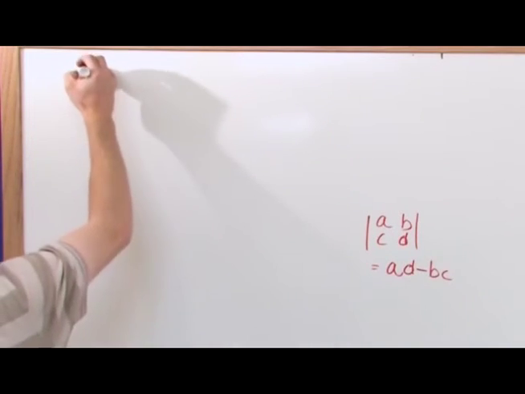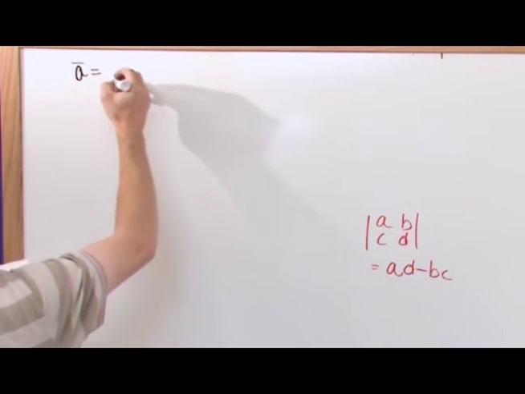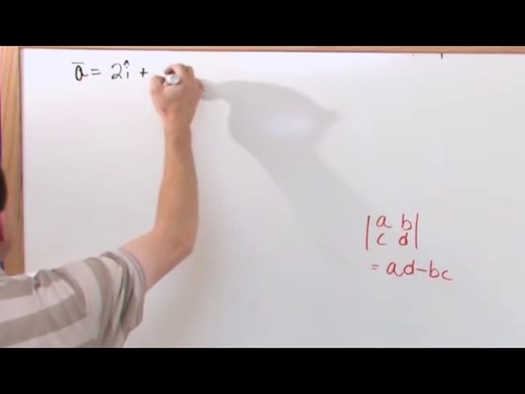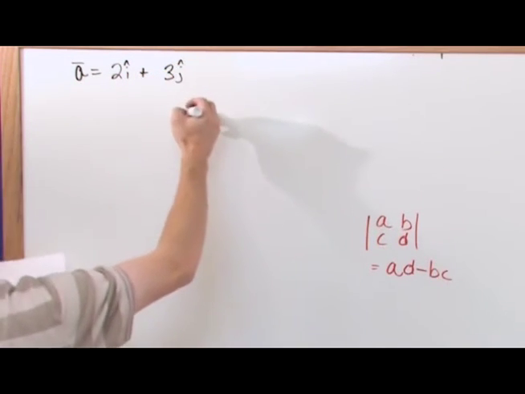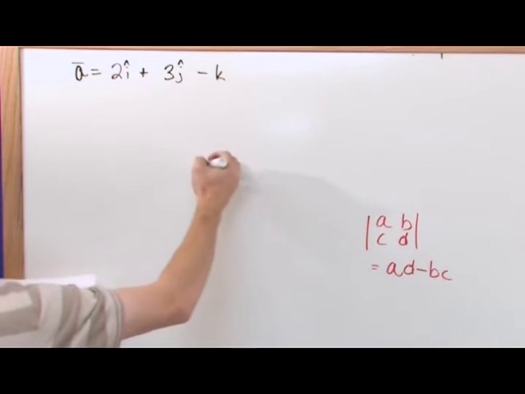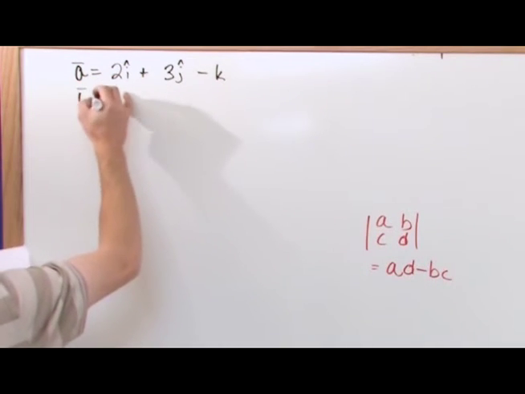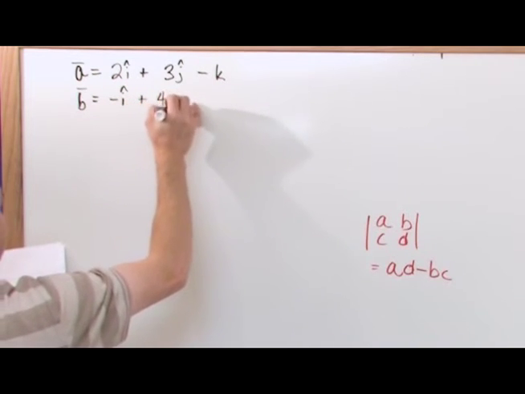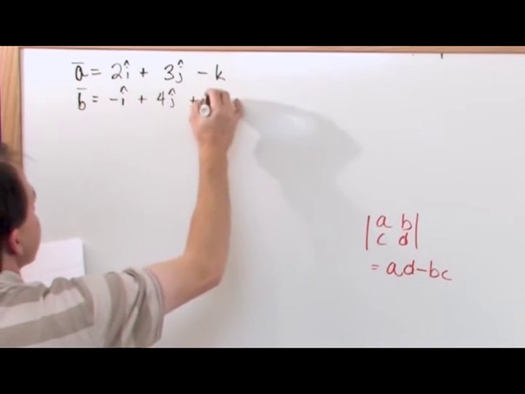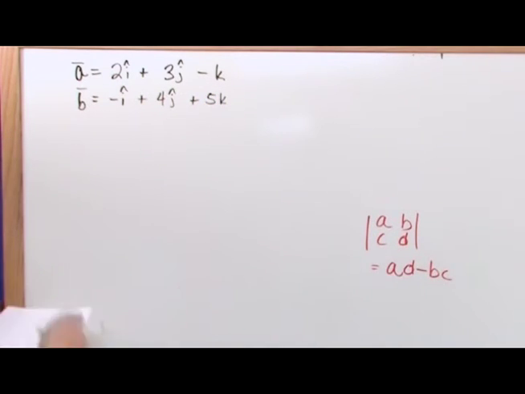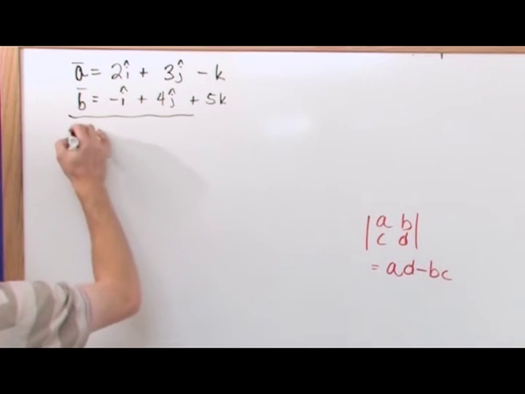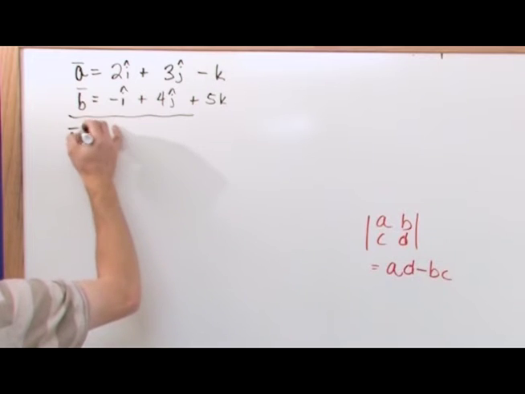Okay, so the next problem is if a vector is 2 times I, or 2 in the I direction, plus 3j minus k, and b vector is negative I plus 4j plus 5k. Okay, now what we want to do first is we want to calculate what A cross B is. Okay, just like we did before. So we have A crossed with B.